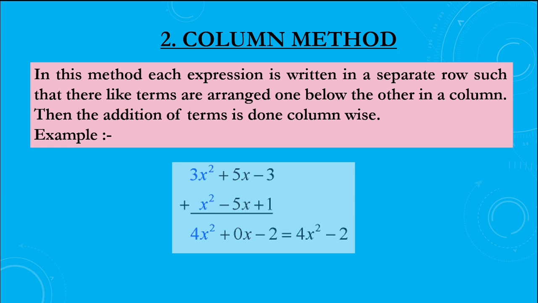Next, column method. In this method, each expression is written in a separate row such that the like terms are arranged one below the other in a column. First you write the first algebraic expression, then you write the second algebraic expression with the same variable in the same place. So first we write x square below the x square, then minus 5x, then plus 1. Now simply addition.